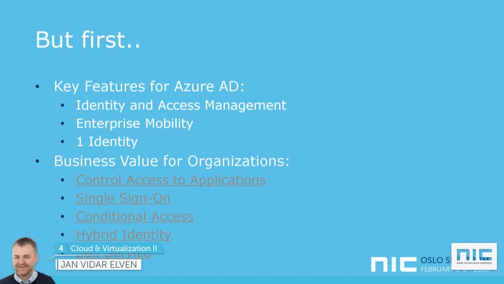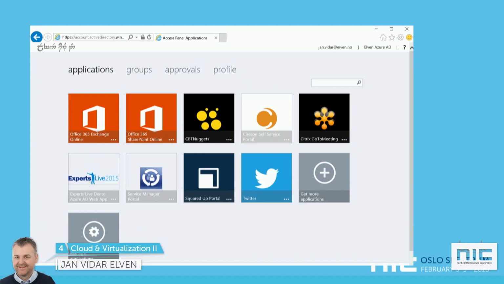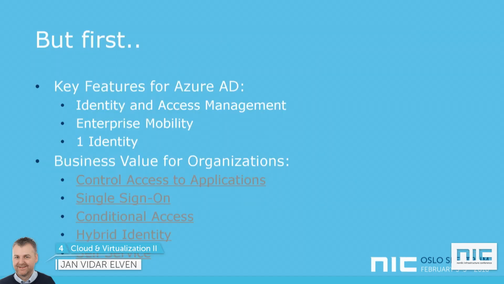So there is some business value for organizations using Azure AD and publishing applications. We can control access to applications. For example, we can choose which applications the users are going to see. And these applications can be published at the My Apps portal. We'll get into that later. They have an app launcher, for example, in Office 365, and some other options. So we can control access, and we can do that with single sign-on if we configure it correctly.